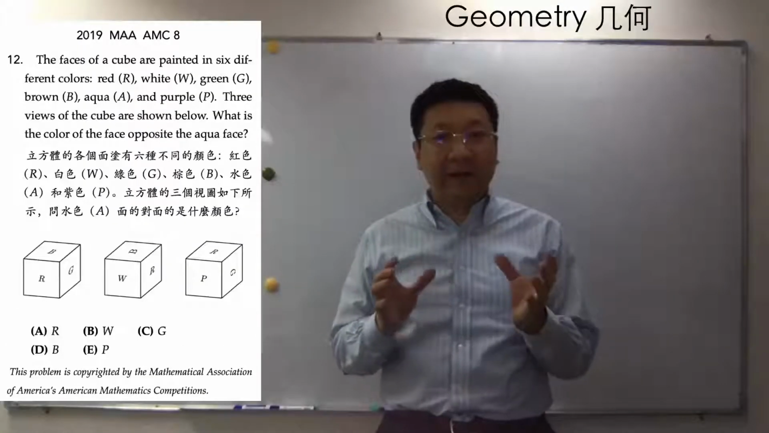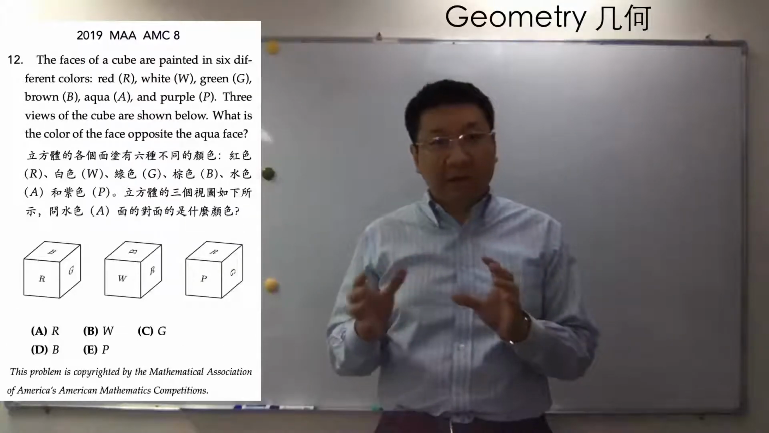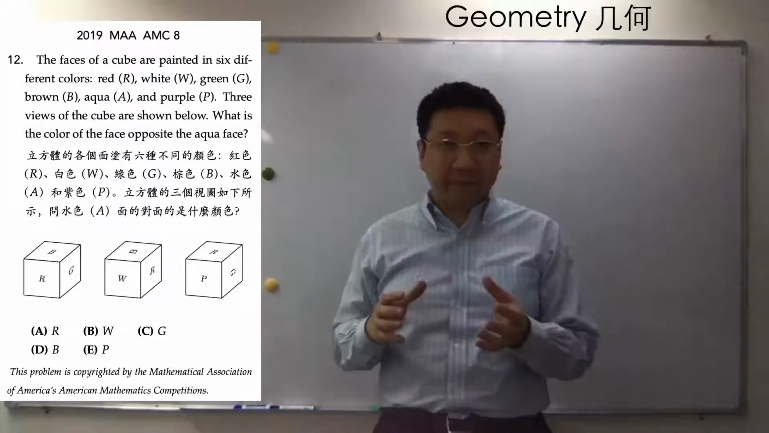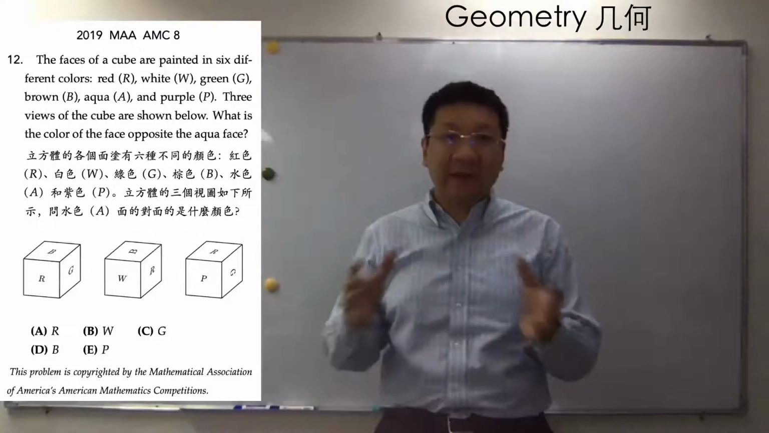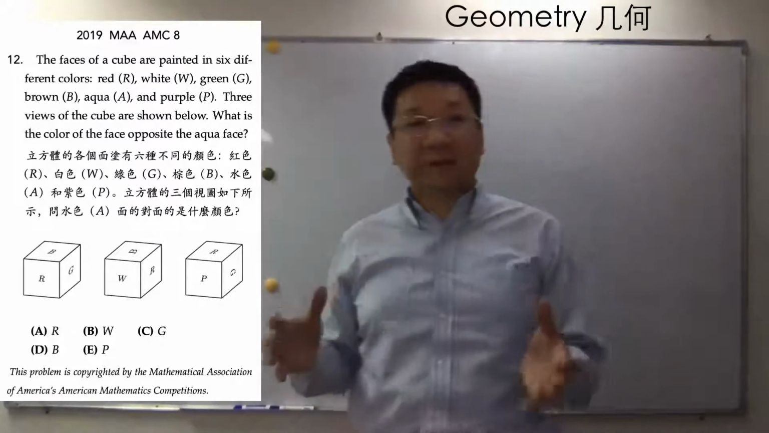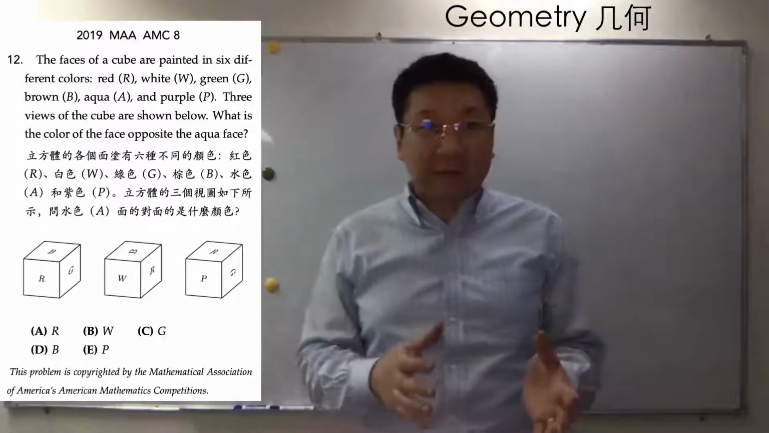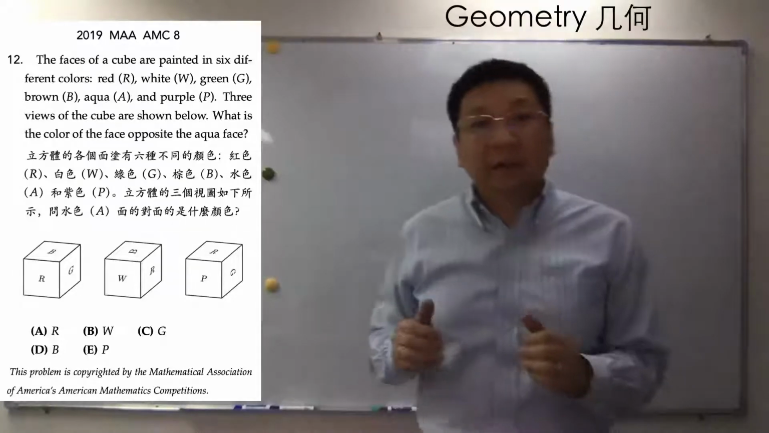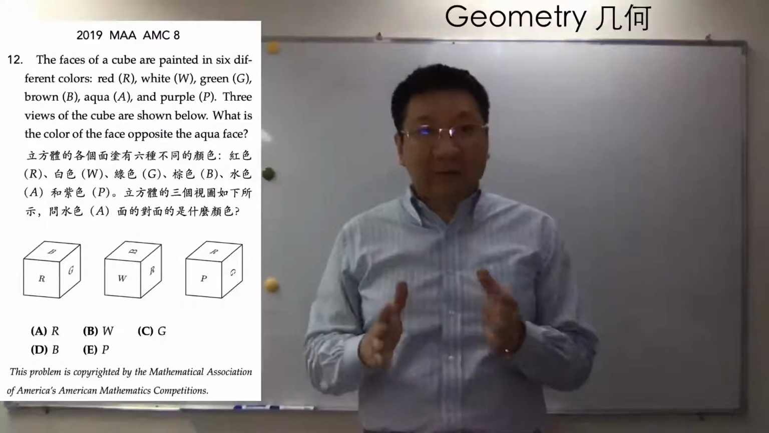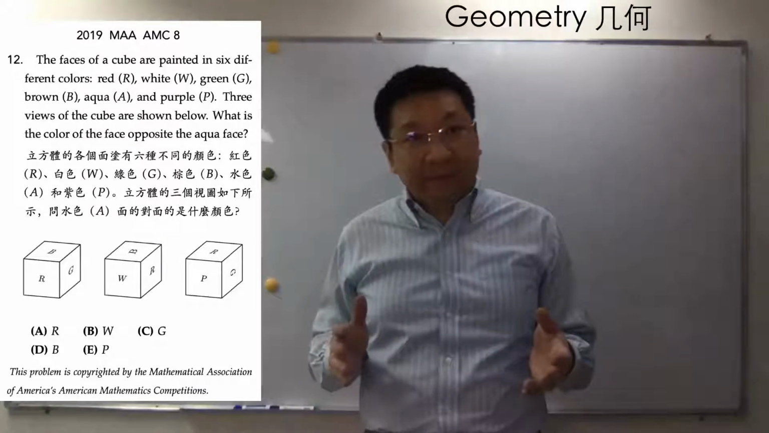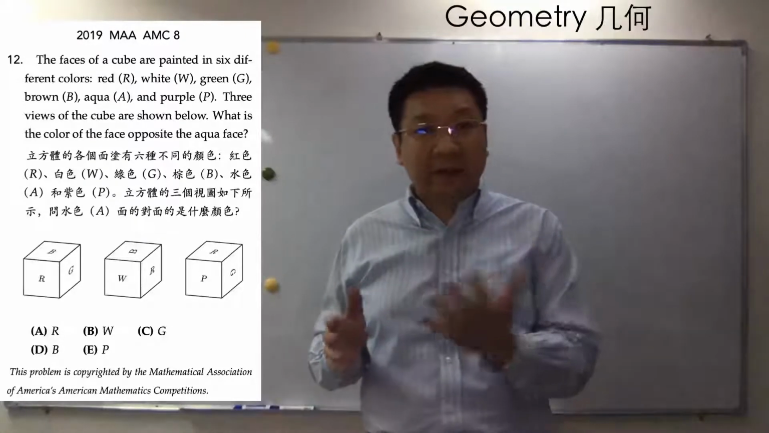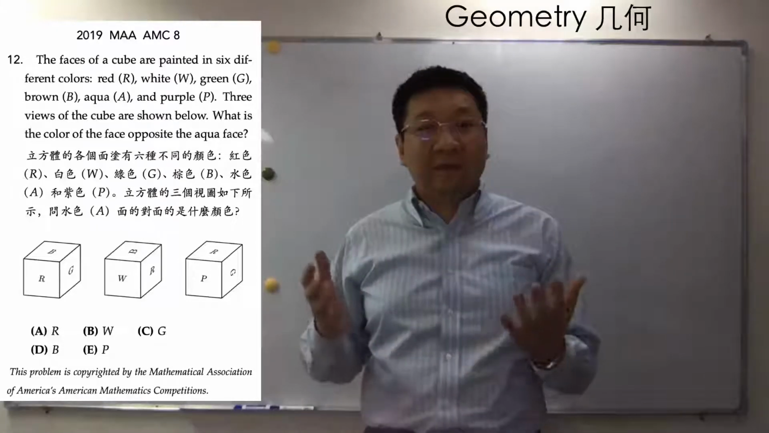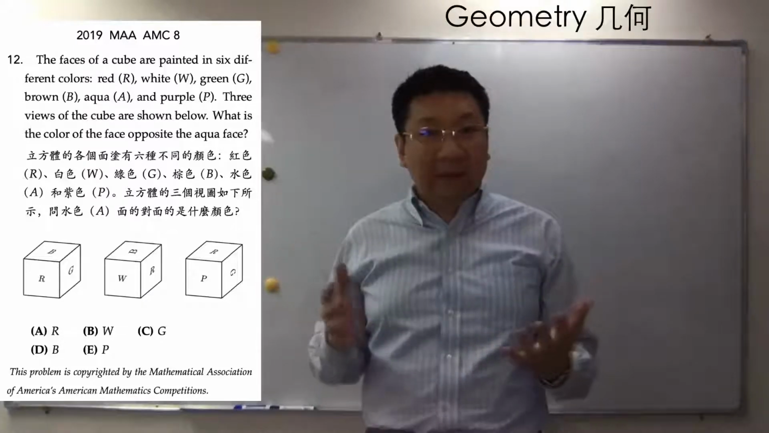Question 12 is again a solid geometry problem. It's related to the surfaces of a cube. So a cube has 6 surfaces, and they are colored by 6 different colors. And the question asks you to find what is the opposite face of the aqua. If you look at the question, it looks difficult. Why? Because in the 3 views given for that cube, you do not see a single surface which is colored aqua. Then it looks difficult.